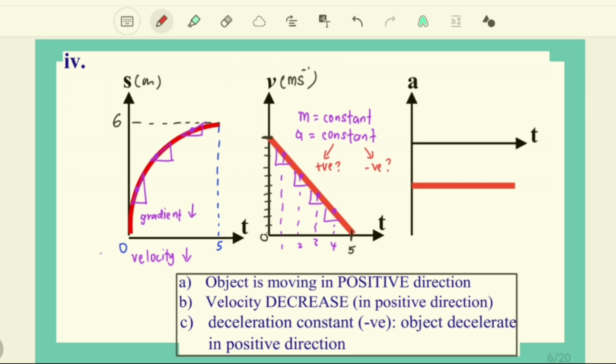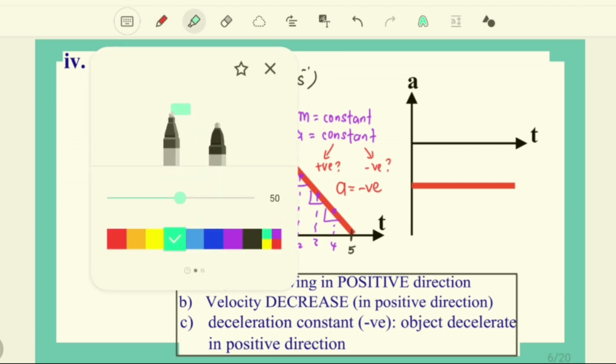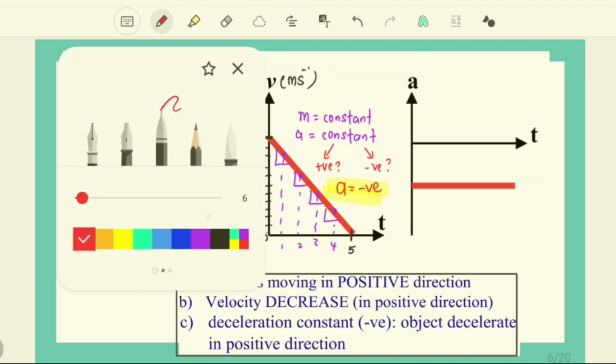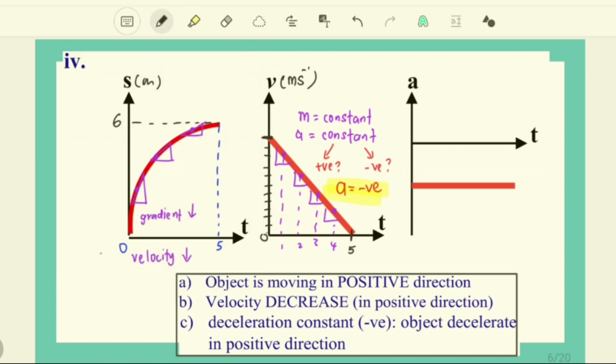Okay, we need to calculate the gradient. So, after the calculation, kalau kita tengok pattern of the graph pun, kita nampak the pattern is the negative gradient pattern. So, kita akan dapat nilai A dia adalah negative. Okay, this one. A is negative. So, that's why here, the value here is negative value.